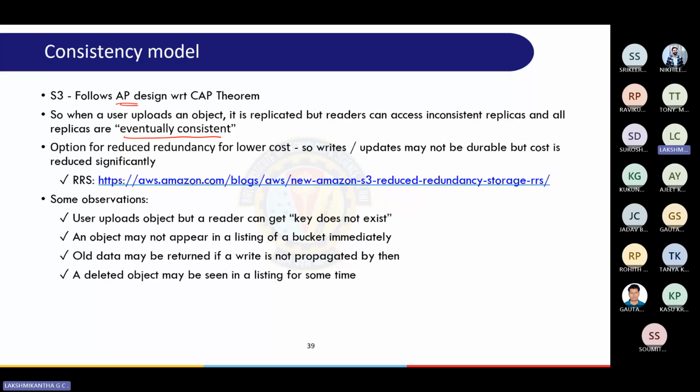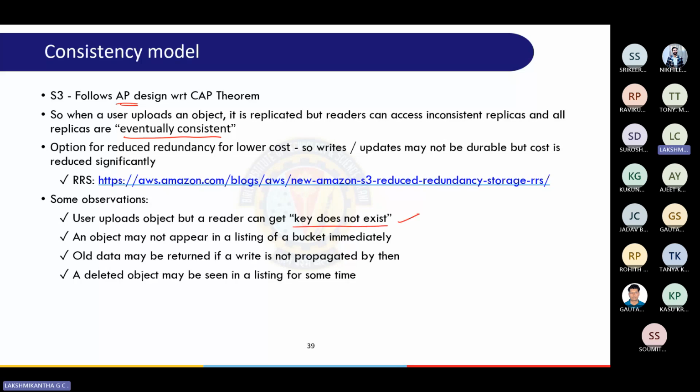Understanding my point, guys? The render may get old data. And the second one is missing keys. Okay, the second point I'm discussing here is missing keys. Guys, a user uploads an object, but a reader may get what? A "key does not exist" error for a brief time. So this is the point I'm explaining here.